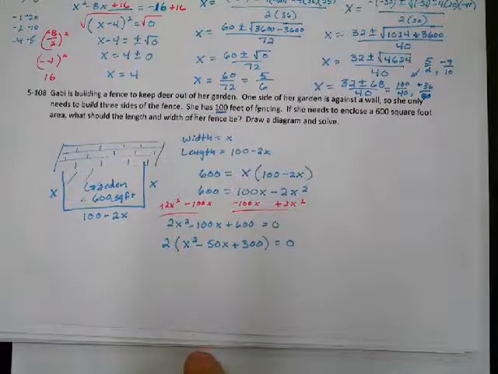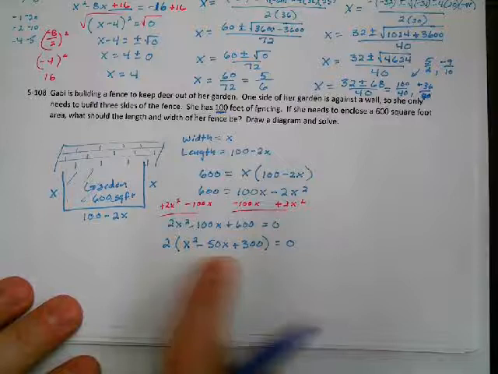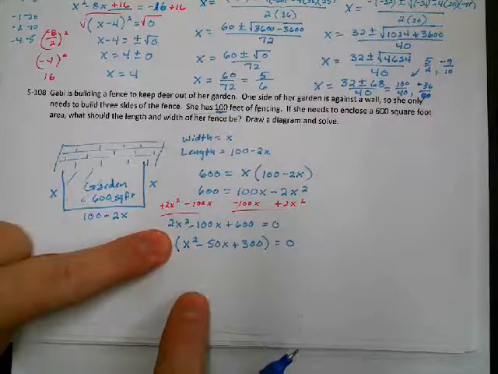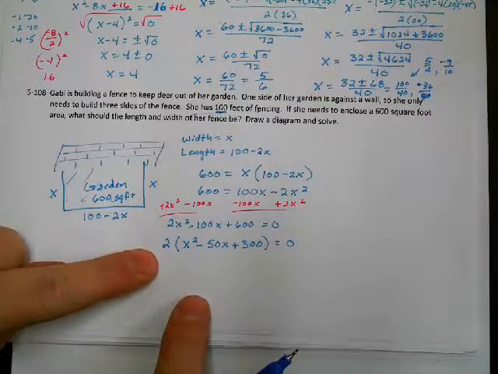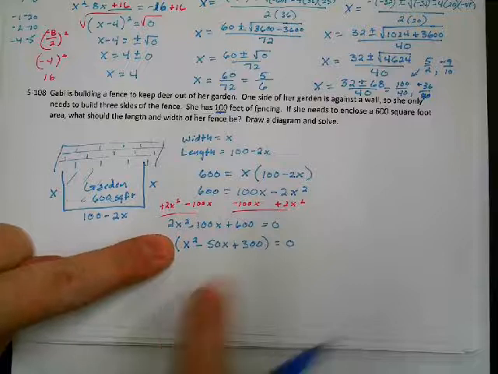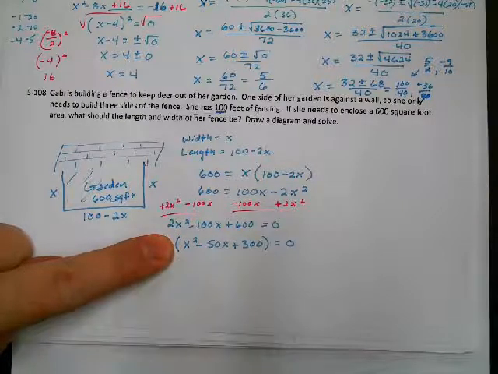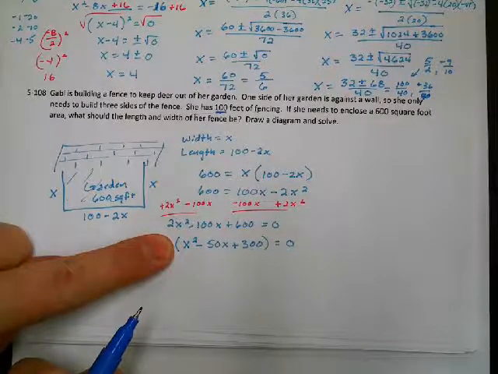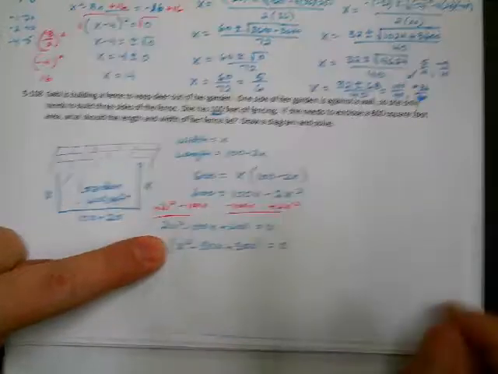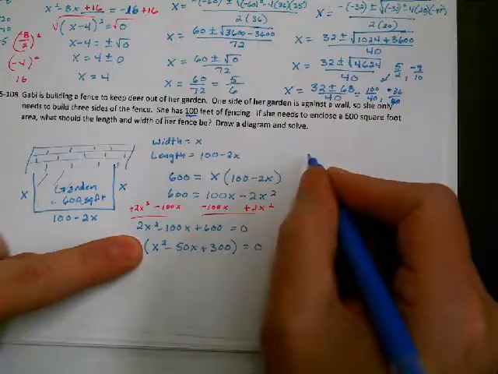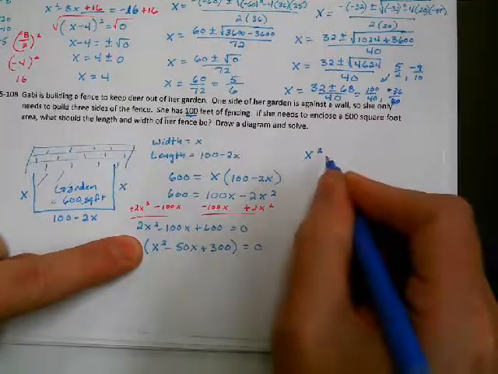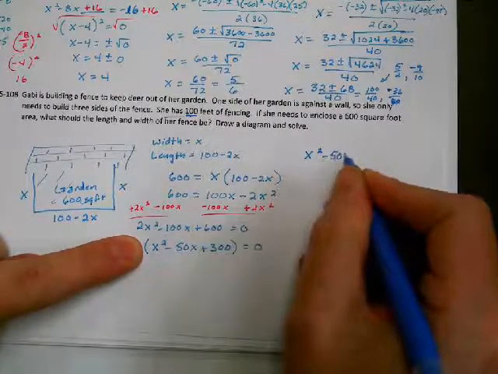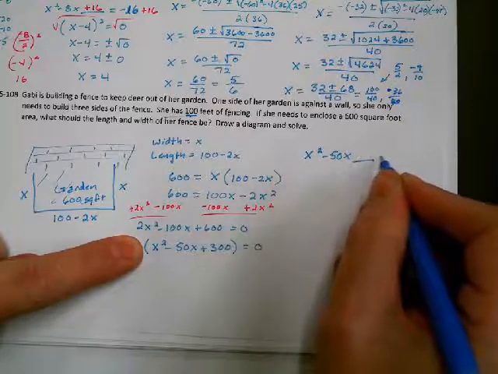I'm going to complete the square because I don't have a leading coefficient anymore because I factored out this 2. And this number is divisible by 2. So let's complete the square over here. So I've got x squared minus 50x blank equals, I'm going to subtract 300 from both sides. Negative 300 and then blank.